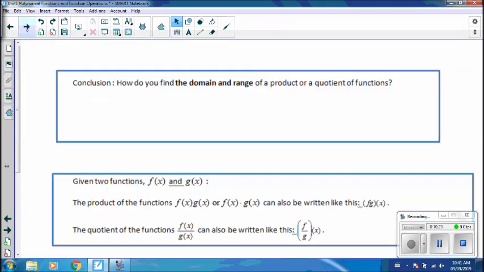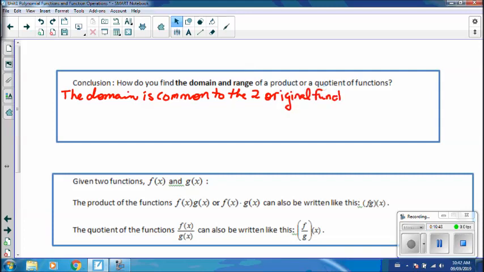All right. So our conclusion. How do you find the domain and range of a product or quotient function? So the domain is common to the two functions, the two original functions that we're either multiplying or dividing. And then in a quotient function, look for an NPV.